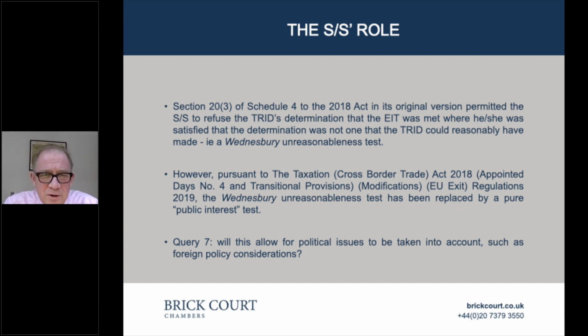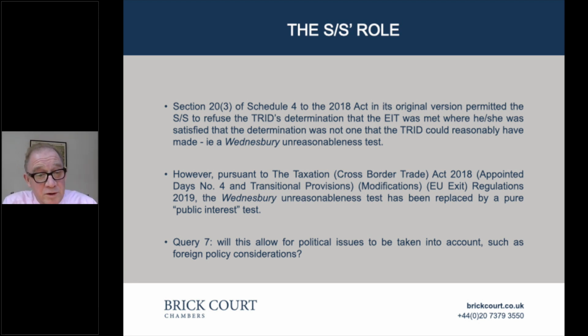Because Section 20, subparagraph 3 of Schedule 4 to the 2018 Act, in its original version, permitted the Secretary of State to refuse TRID's determination that the EIT was met, where he or she was satisfied that the determination was not one that the TRID could reasonably have made. In other words, Wednesbury unreasonable. High test. Now, that has changed through the Taxation (Cross-border Trade) Act 2018 (Appointed Days No. 4 and Transitional Provisions) (Modifications) (EU Exit) Regulations 2019. Now, that has taken away the Wednesbury unreasonable test and replaced it with a pure public interest test.